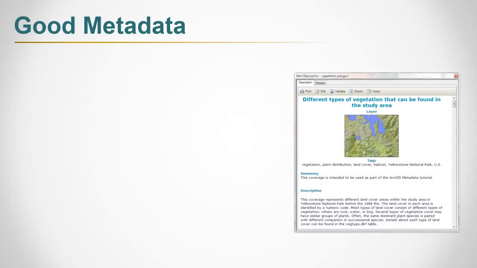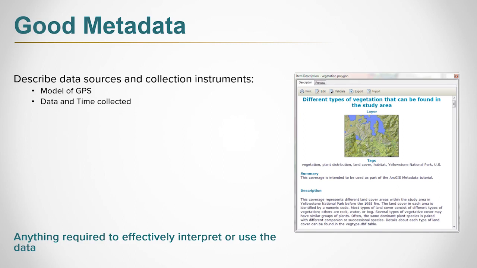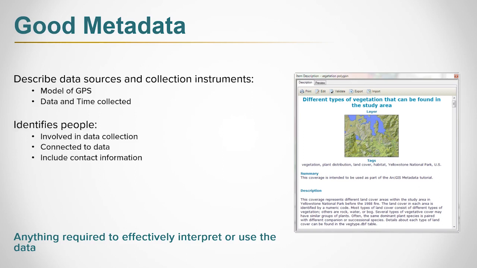Now let's talk for a moment about what good metadata should contain. In general, metadata should include any information required to effectively interpret or use the data. To be more specific, metadata should describe the data sources or the data collection instruments. So if I'm collecting points on a GPS, I should put in the metadata the model of the GPS that collected it and the date and time the data was collected, as well as the person who collected the data, at the very least. I should also describe important individuals connected to this data in the contact information, so that if someone who receives this data set has a question, they know who to reach out to for an answer.